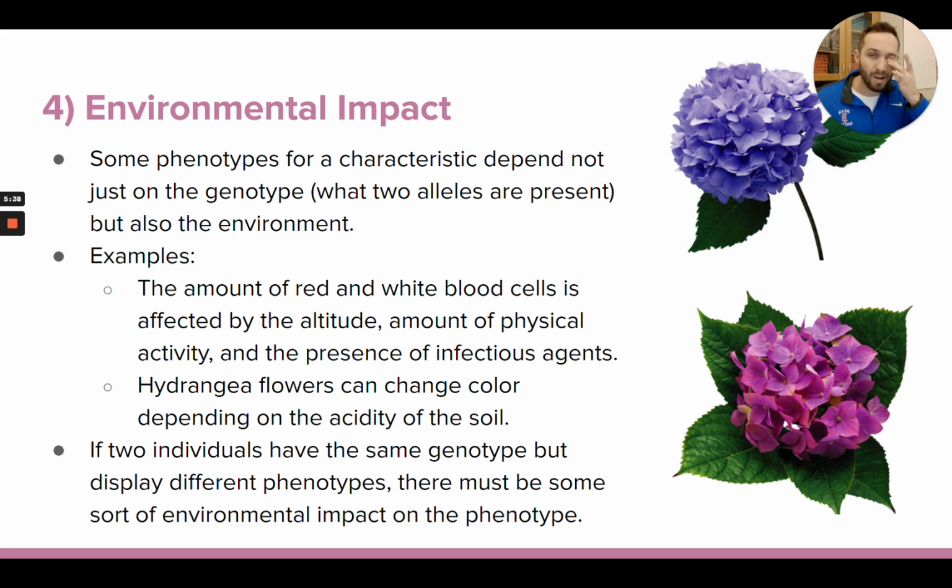And so one evidence for the environment affecting an organism's phenotype is if you have two individuals who have the same genotype, so they have the same two alleles, this person and this person, or this plant and this plant, yet their phenotypes are different. The only way that would be possible, even though they have the same DNA for that gene, but phenotypically they're a little different, is if the environment is affecting that phenotype. So that's something else that can make things a little complicated sometimes.